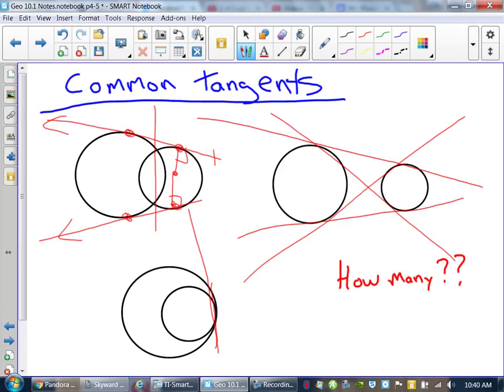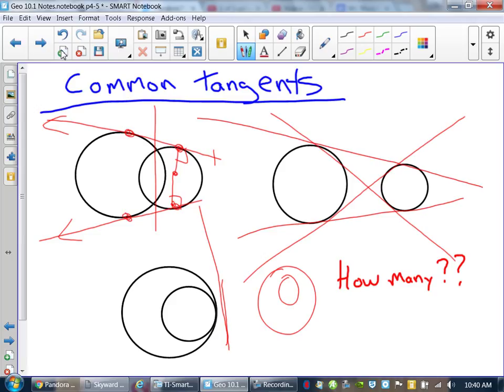So how many ways were you able to get a common tangent for that? Just one. Now, the question you had in the homework was a circle in a circle, wasn't it? Can that have a common tangent? No, it can't.